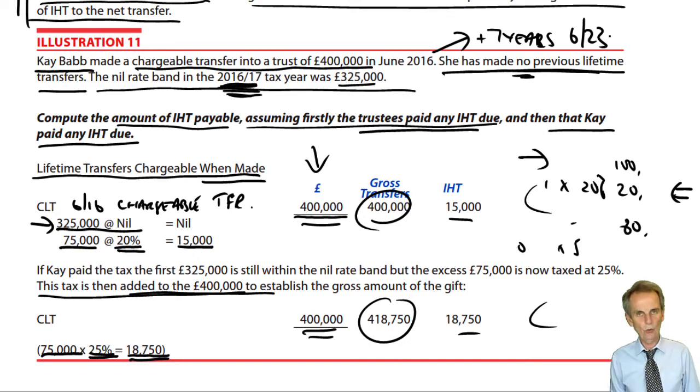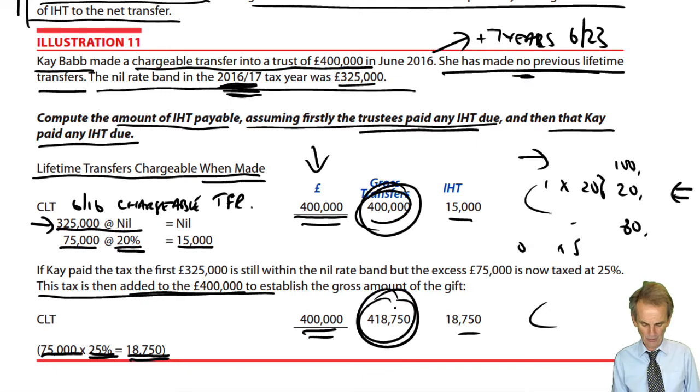If before June 23 you made another CLT and the nil rate band still remained at 325, or it had not exceeded the gross amount of transfers that you see there on the computation as of June 16, if up till June 23 the nil rate band doesn't change, then you know that all of the nil rate band is deemed to have already been used.